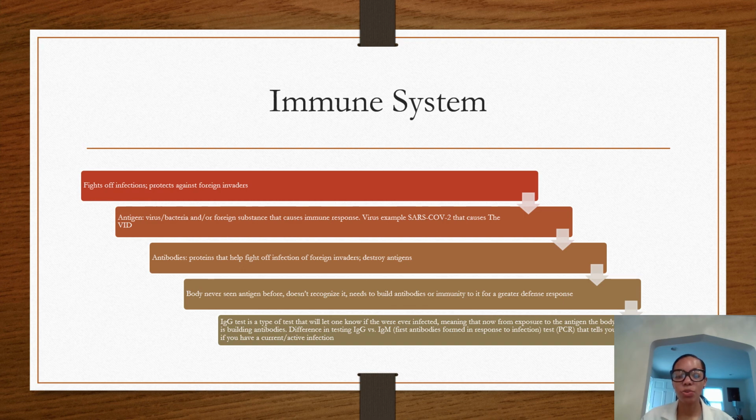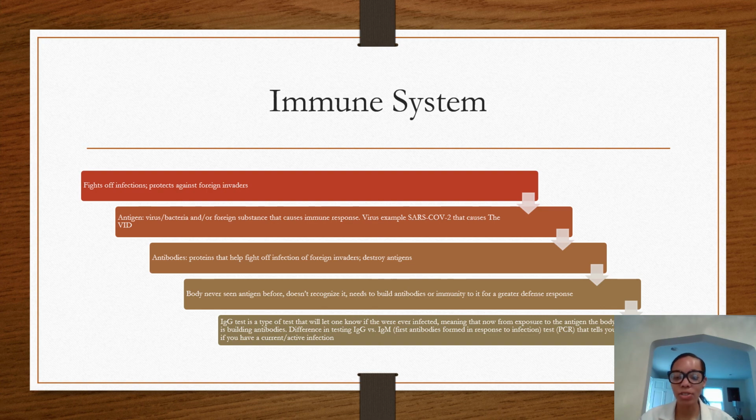So you want to get specific into the different types of antibodies that are recognized in testing. IgG is an antibody test that will let one know if you were ever infected, meaning that from exposure to the antigen, the body is building up antibodies. So IgG will let you know if you've ever been infected. However, IgM, which is the first antibody formed in response to infection, which can be tested by PCR, polymerase chain reaction, will tell you if you have a current or active infection. So IgG will let you know if you've ever been infected. IgM will let you know if you have an acute or active infection.